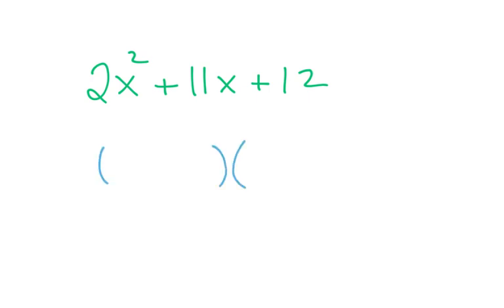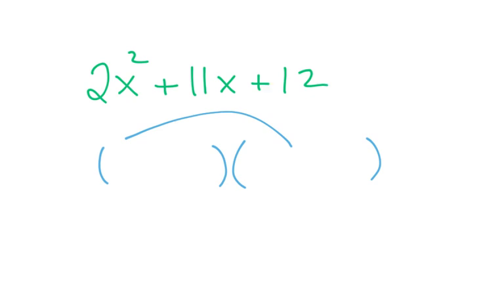All right, so my first example here, I'm going to do this through 3 examples. First example, 2x squared plus 11x plus 12. Okay, so we need some sort of combination so that when I FOIL this out, I'm going to produce 2x squared and 12.